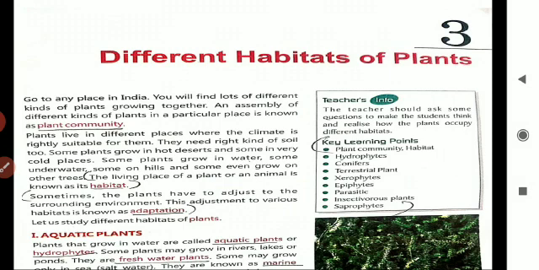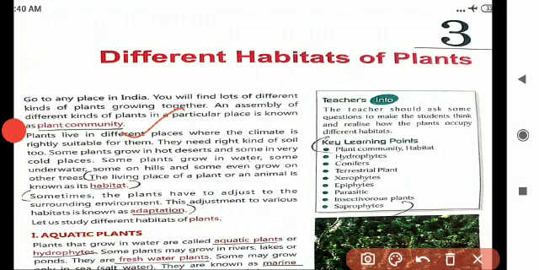What is the first point I underlined? Plant community. What is that? An assembly of different kinds of plants in a particular place. That is, a group of plants in a particular place is called a plant community. What is the next point? Habitat. Habitat means the living place of a plant or an animal.